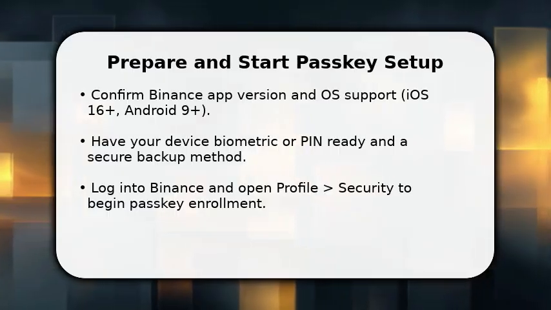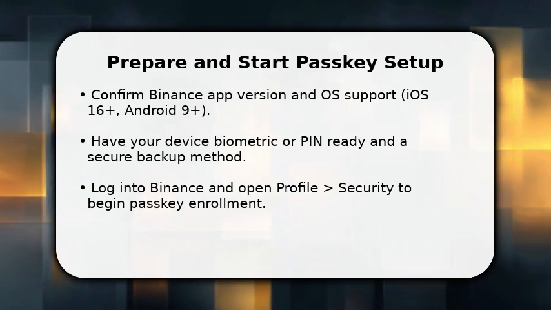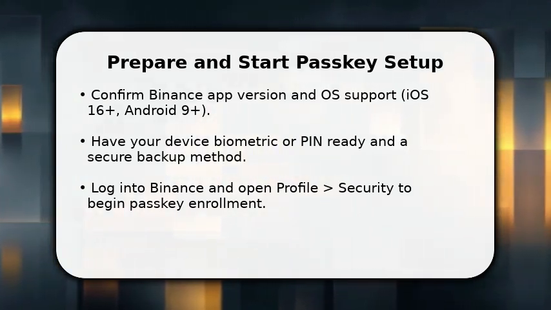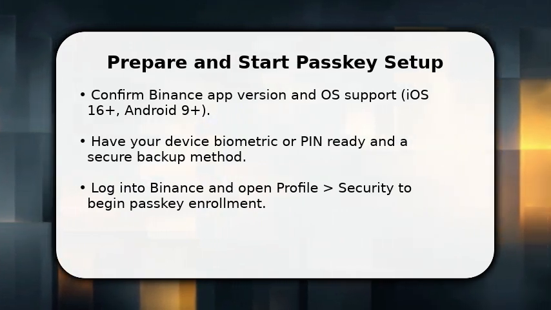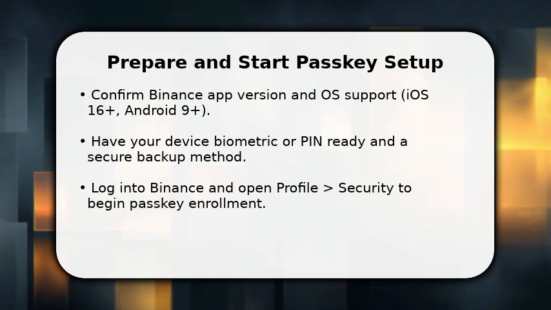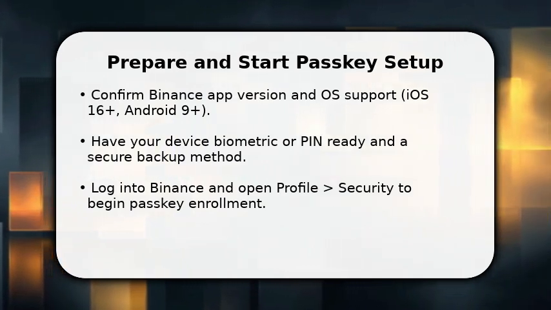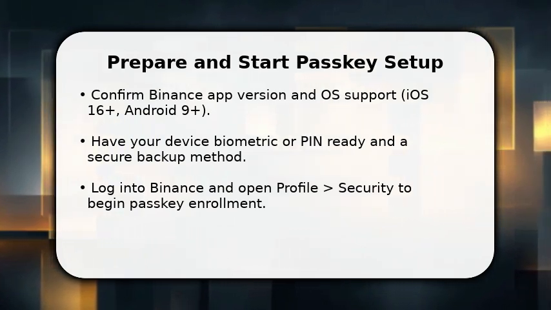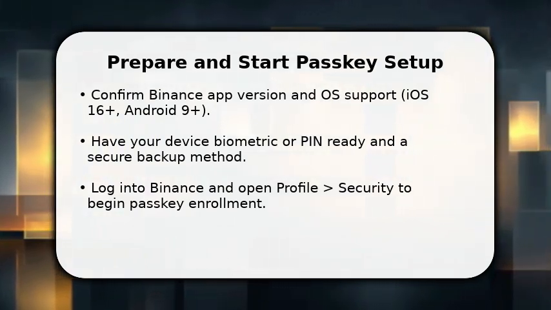You start by confirming your device can create passkeys. This matters because passkeys rely on platform authenticators. Once logged into Binance, go directly to Profile then Security. Don't wander through menus. Make sure your phone's biometrics or device PIN are active because Binance will call the platform authenticator to create the key pair.